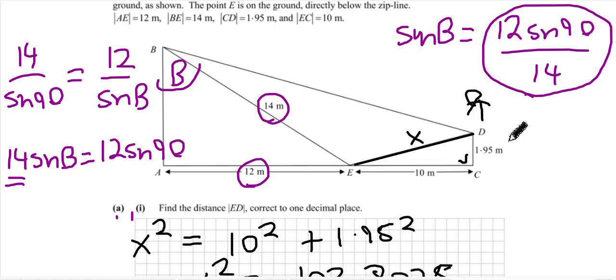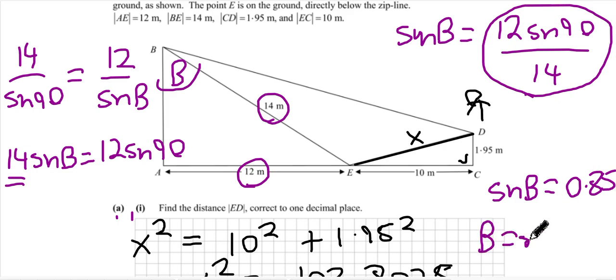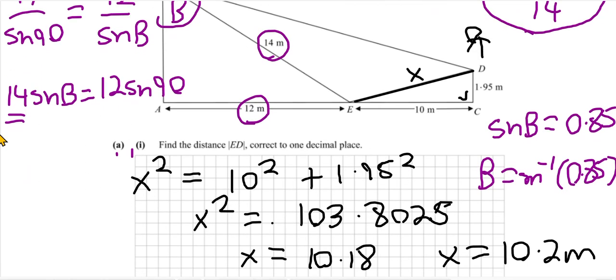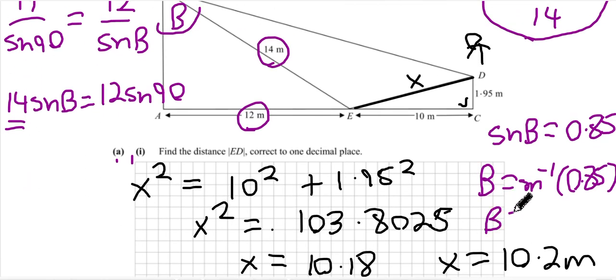Anybody have it? No, 12 sine 90 over 14 is a lot bigger than that. 0.85? Okay, sine inverse that for me then, because it has to end in sine inverse. Sine inverse 0.85. What did you get?